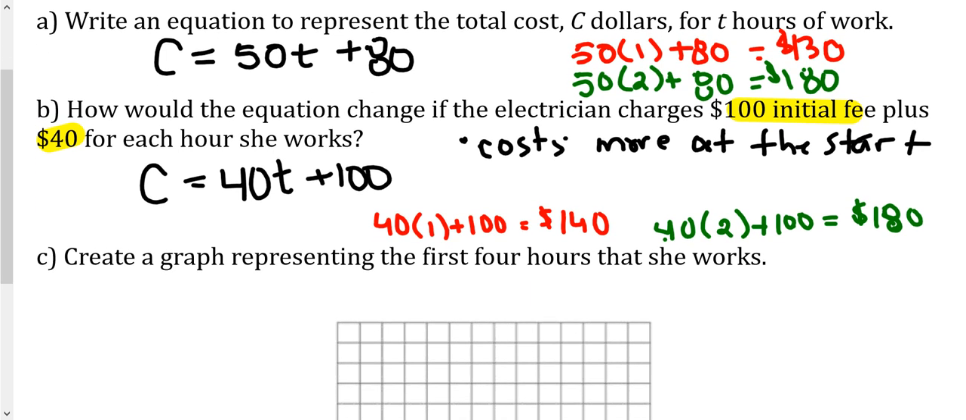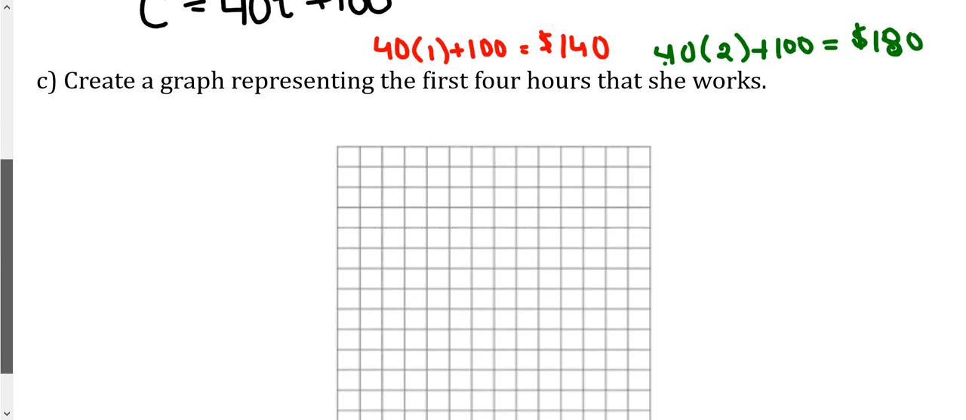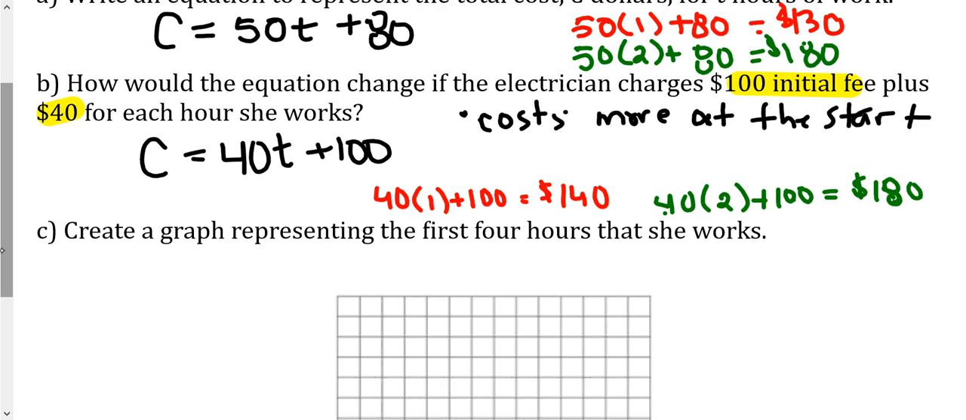We're going to create a graph representing the first 4 hours that she works, either based on the first cost or based on the second cost. Let's compare these two. So I'm going to do them in 2 separate colors so that we know. And I'm going to write this as a function. We're going to quickly go back to that idea of function notation. The cost of T hours of work is 50 times T plus 80.